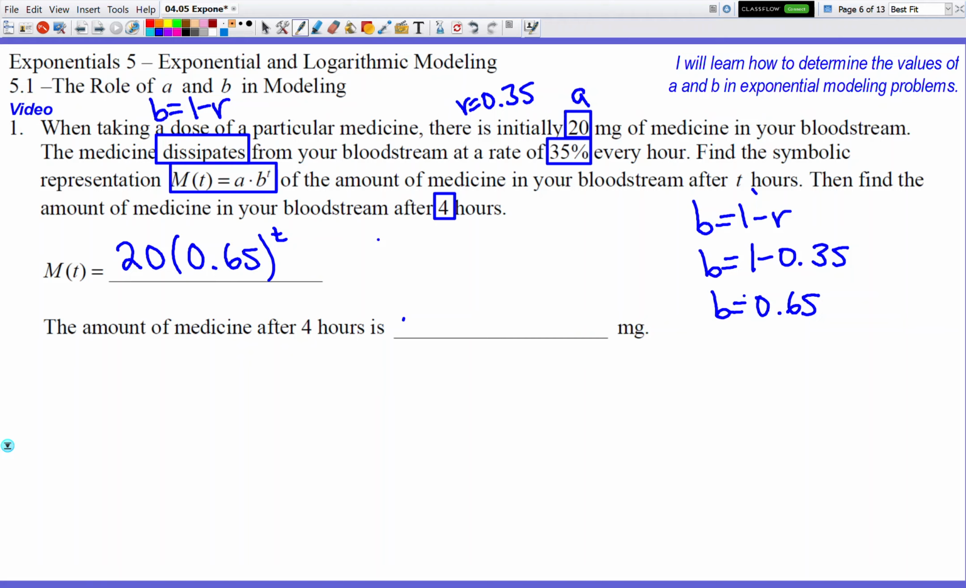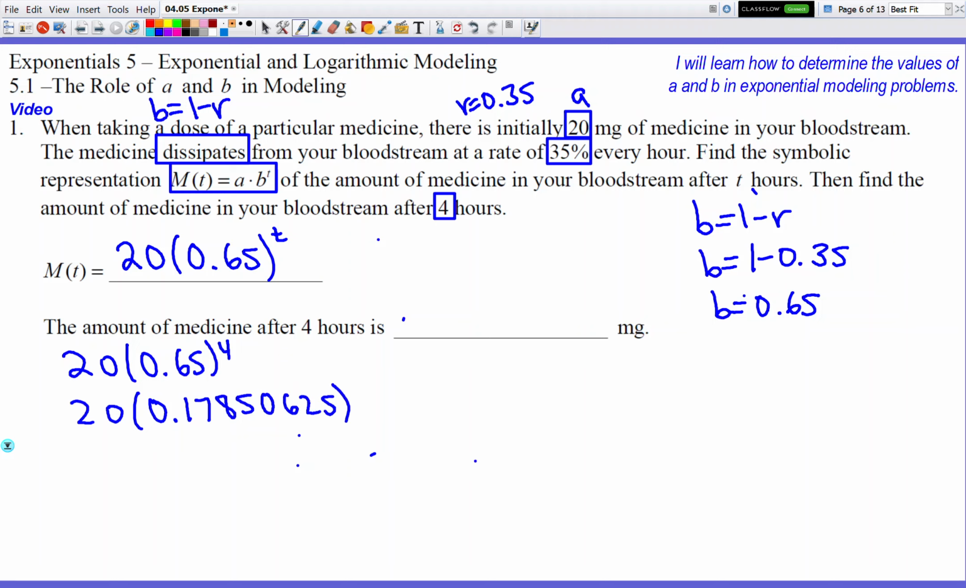So now we're going to use the formula and plug in 4. So let me do that work on the bottom here. So we have 20 times 0.65 to the power of 4. And you're going to need your calculator for this. When you plug in 0.65 to the power of 4, you're going to get a big decimal, and it's going to look like this: 0.17850625. Okay, and you're going to multiply that number by 20, and when you do that, you're going to get 3.570125.